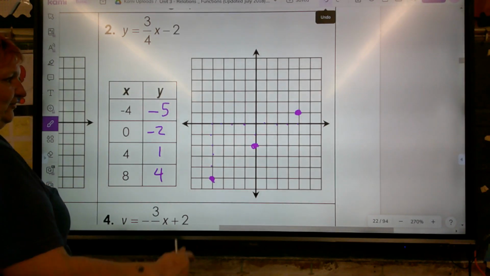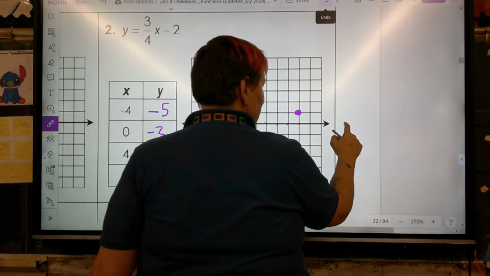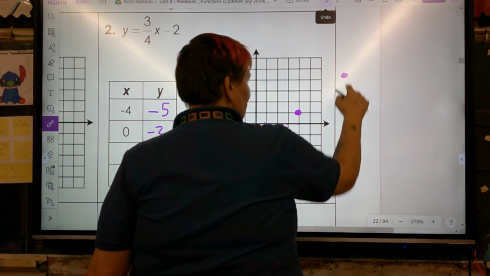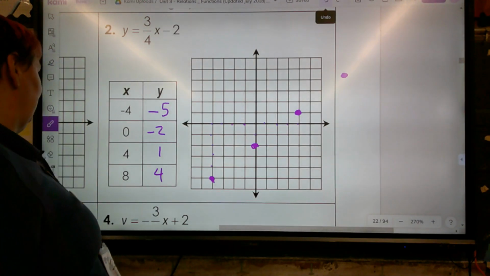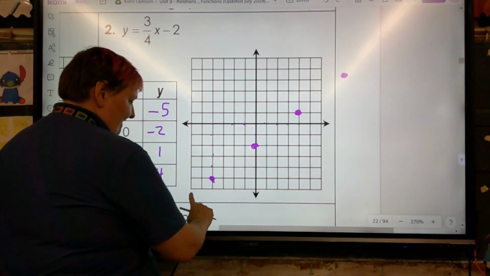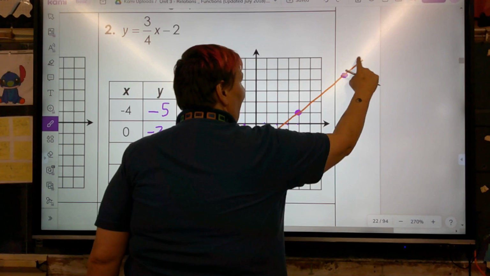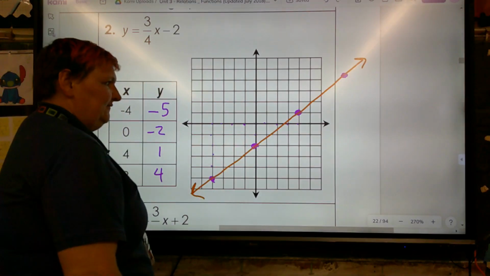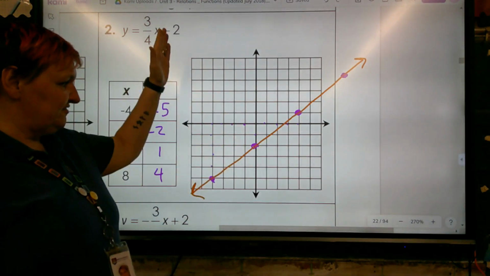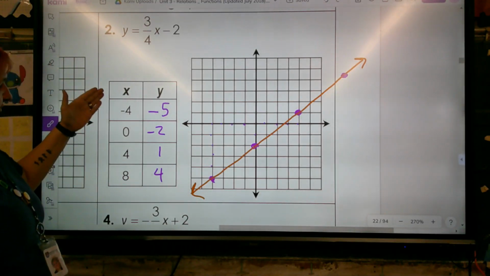8, 4. It's not going to go that far. 1, 2, 3, 4, 5, 6, 7. Let's call it here. 1, 2, 3, 4. Let's call it here. That's where 8, 4 would be. Now look, if you draw your line, you know it's a function because it passes the vertical line test. You also know it's a function because there's no repeating x's.